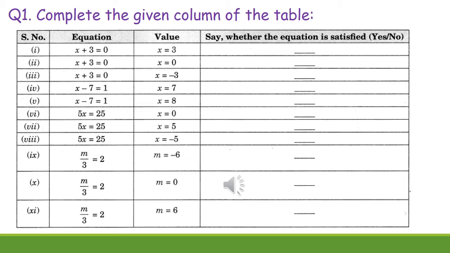Let us solve a few numerical problems from the NCERT book, exercise 4.1. Question number 1. Complete the given column of the table. One equation is given and one value is provided for the variable. We have to say whether the equation is satisfied or not. So we'll be replacing the value in x plus 3 is equal to 0 where x is equal to 3. Similarly, in other sums also we have to do the same. Let us see how to solve these problems.